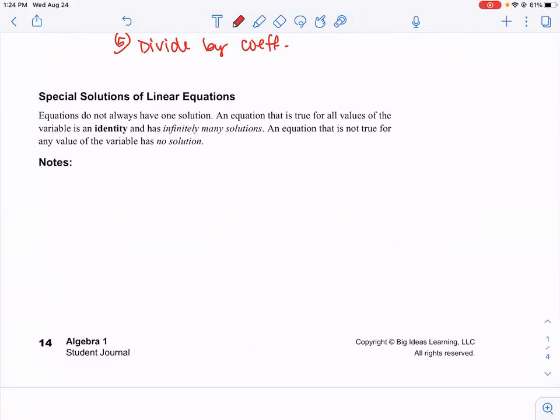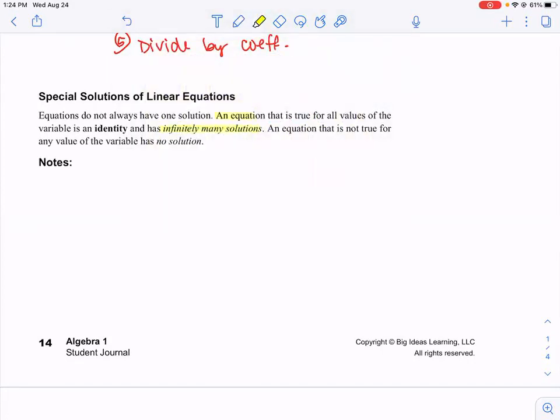Okay. So equations don't always have only one solution. Most of the time they do. 90% of the time they will. Sometimes we could have infinitely many solutions.